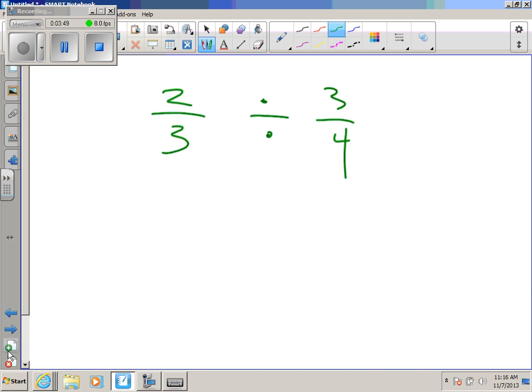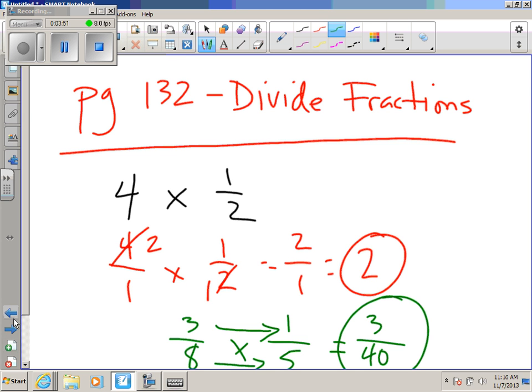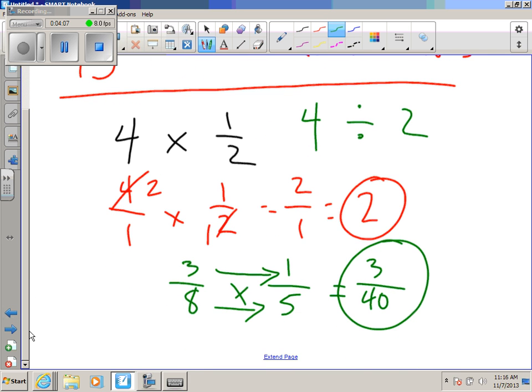Let's go back to this example. We said that we took the 4, we cut it in half, but we also said it's the same as 4 divided by 2. Cutting it in half is the same as dividing by 2. Well, the rule for division says this: yes, we need everything in fraction form, but we're not going to divide. We're going to multiply by something called its reciprocal.